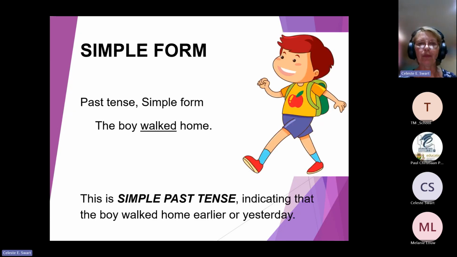The simple form of the past tense is something like, the boy walked home. You have it. Walked tells us that he did that. It's over. And this is the simple past tense, and it indicates that he walked home earlier, or he walked home yesterday, or somewhere in the past. So it really makes it very simple.